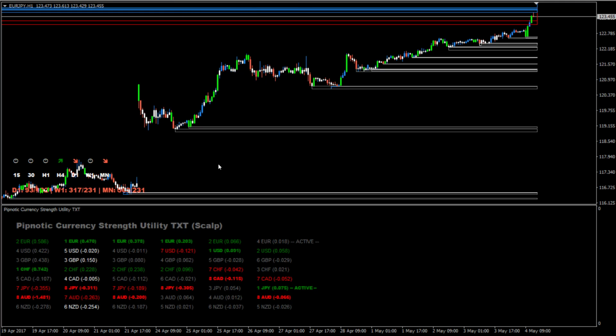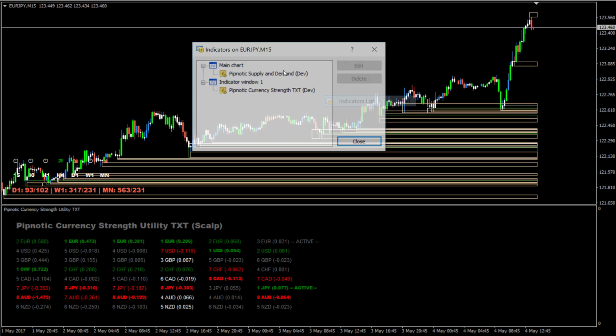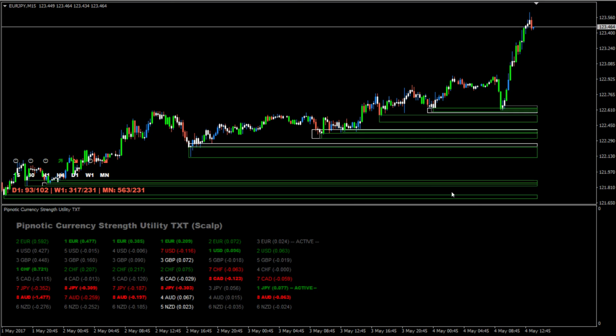And so here, you know that you want to be buying this, and now you focus on the supply and demand software to tell you where to get in. So this software here shows you what to trade, and this software here shows you when and where to trade. So if we have a quick look, you can see that we have quite a lot of areas of demand that we can buy.